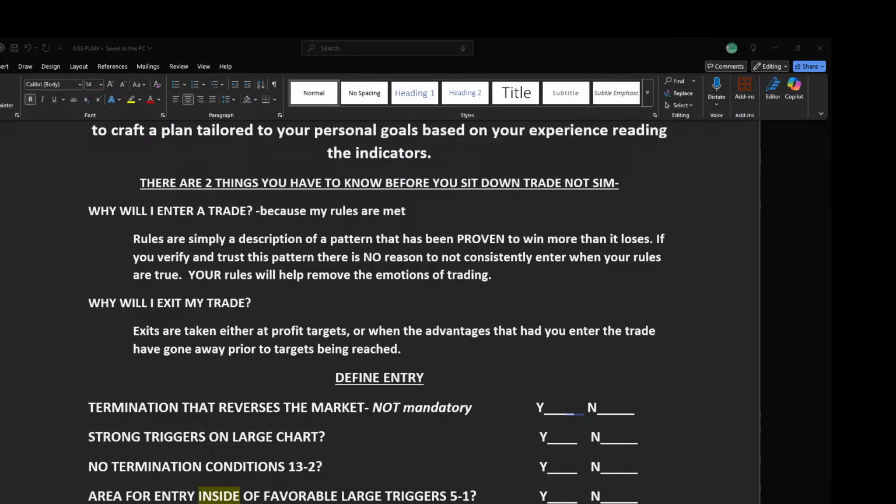If I enter the market I'm in a high probability trend trade. 3 divergences print. I've lost my advantage. My large chart triggers get weak. I have to be on my guard. So when you know what gets you into a trade, name that trade. This is my trade. These are the rules. These are my advantages. It's going to help you manage because you're going to understand when those advantages go away.